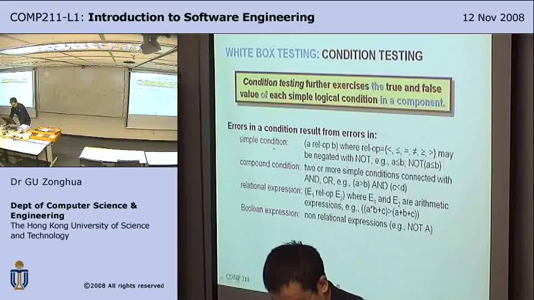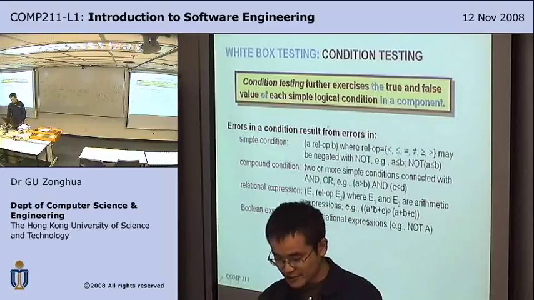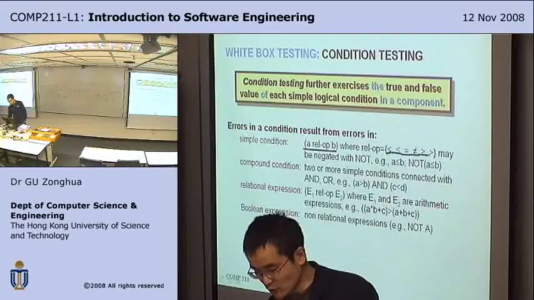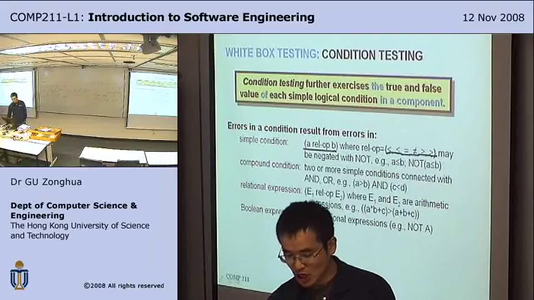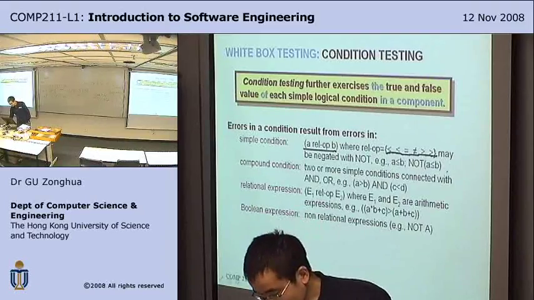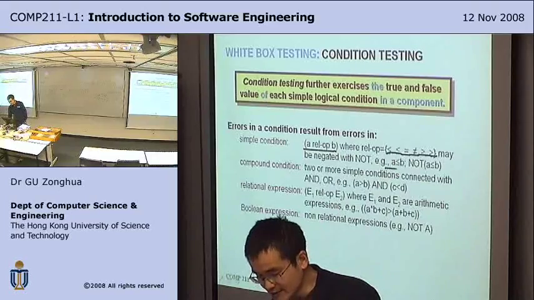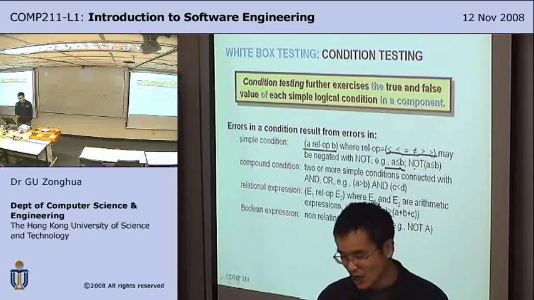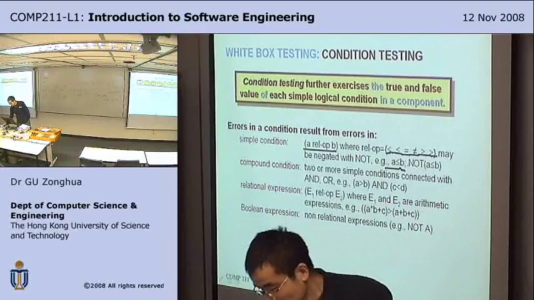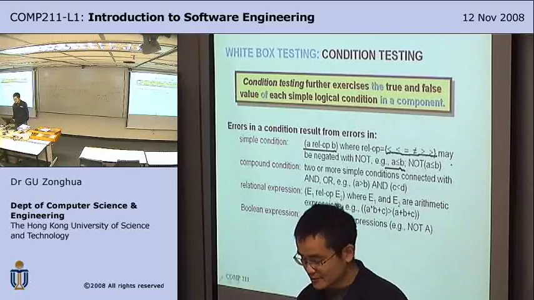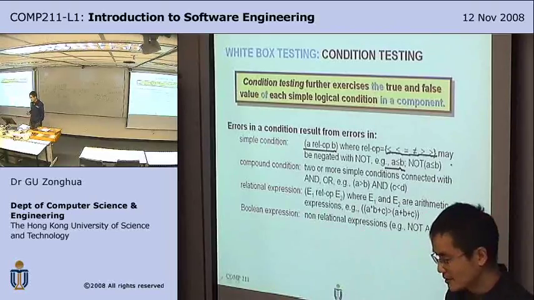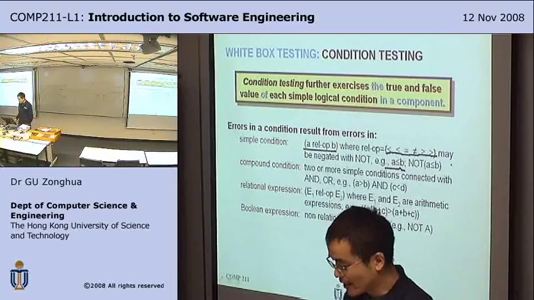So errors in the condition can result from errors in simple conditions where A relational operator B, where relational operator is all the possible ones, may be negated with not. That is, if a condition should be A less than or equal to B, the programmer may make a mistake and say not A less than or equal to B, i.e. A greater than B. So you need to detect possible errors caused by programmer errors like that.